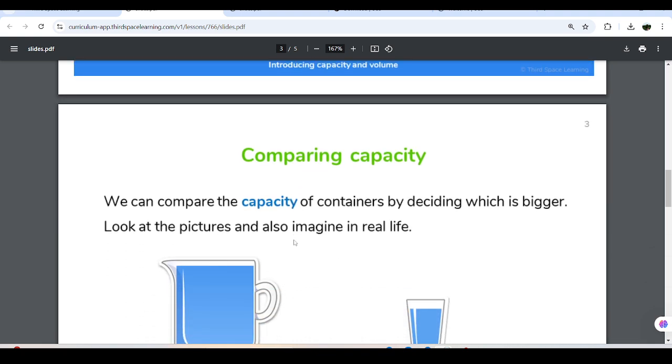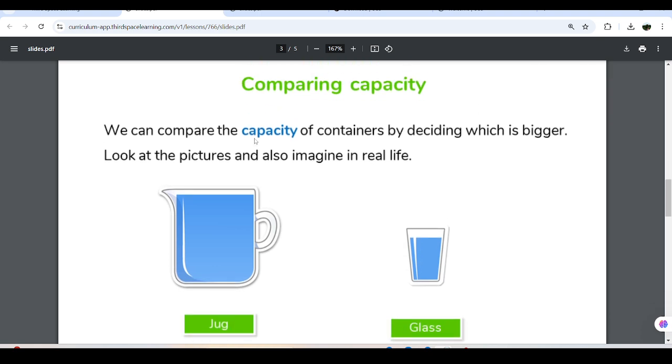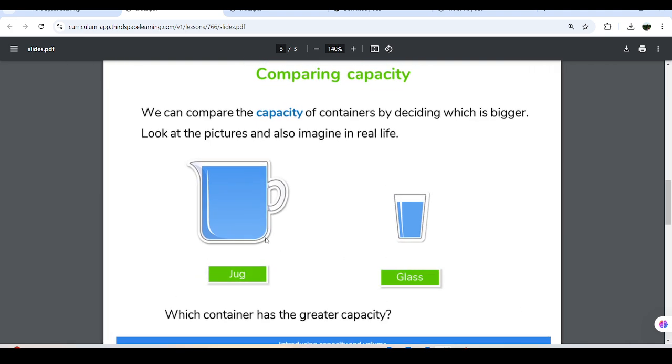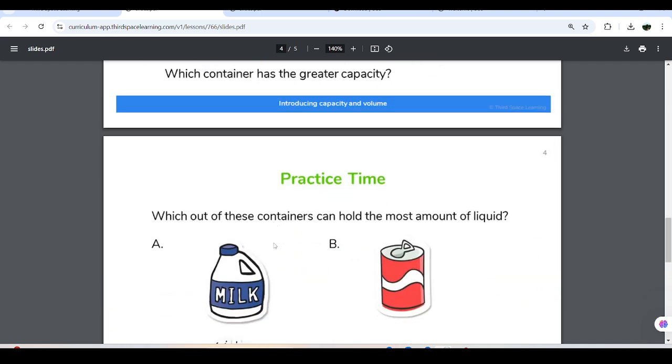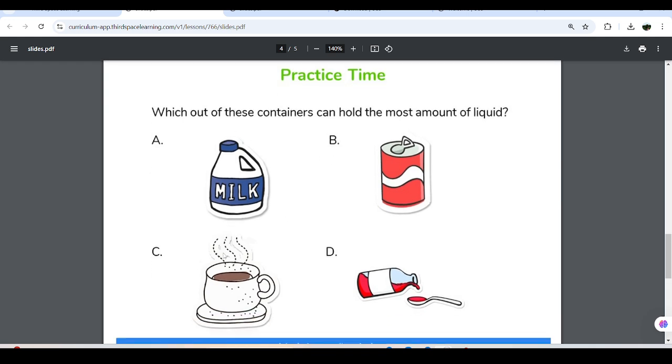So basically we can compare the capacity of containers by deciding which is bigger or which is smaller. If the container is bigger, what do you think? Capacity would be bigger or smaller? Bigger. So there is a jug and a glass. Which container has greater capacity? The jug. Very good.